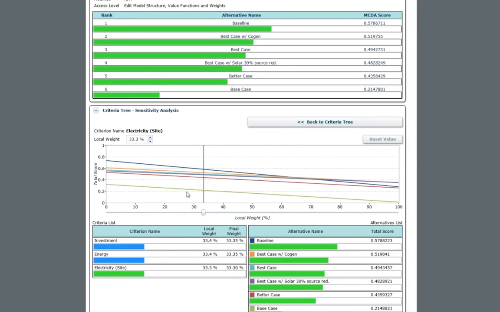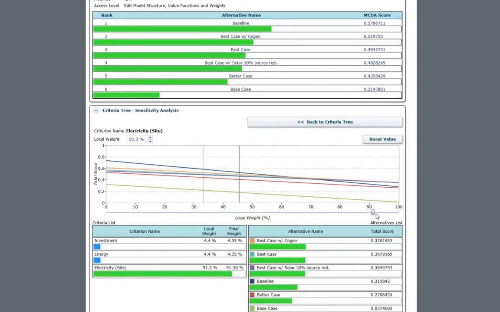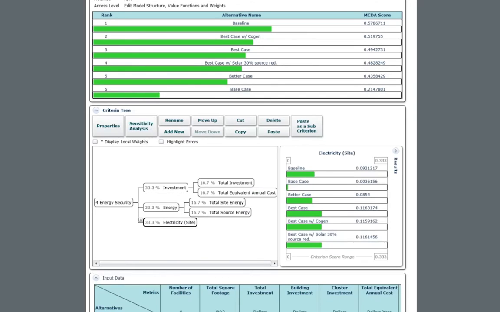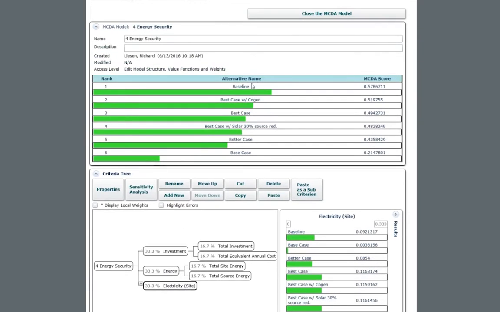If you see the sensitivities running, there's a slope here, and it just depends on where you want to weight each of these. So if you took energy security all the way up to 100%, then the one that we had the largest reduction on was this best case, and this best case was solar, right? And then if we went to the other end of the spectrum, our best case with cogen, we took electricity site out as well to 0. But leaving it the way it is, this is the rank order of this particular model.